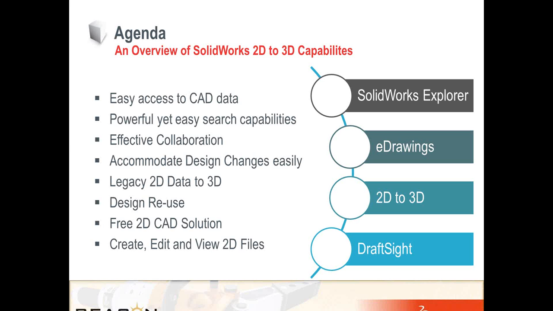And then to wrap it up, we'll take a look at DraftSight, which is a professional-grade 2D CAD solution from Dassault Systèmes. It can easily replace your existing 2D software, and using it you can create, edit, and view your 2D files. It can be from the previous CAD platform that you were on, or it can be any of the 2D data given by your customers, suppliers, etc.